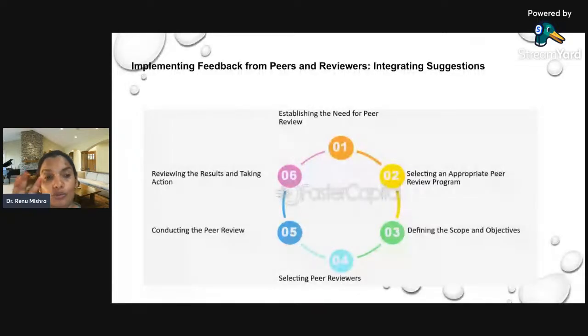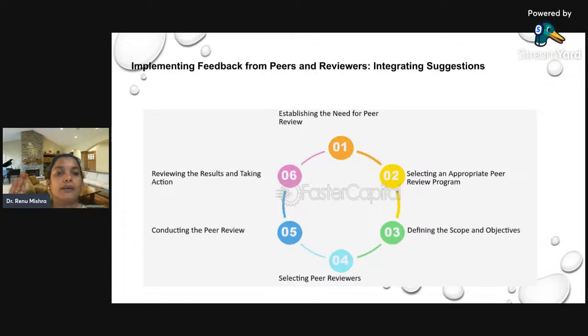Because when you know that the peer review program is set, you plan the capacity of your peer reviewer, you send your work, and things are sorted, you get the feedback from them. When you get the feedback from your peers, you need to analyze that feedback. You need to understand that this feedback is feedback, not criticism. There is a very thin line of difference between criticism and feedback.